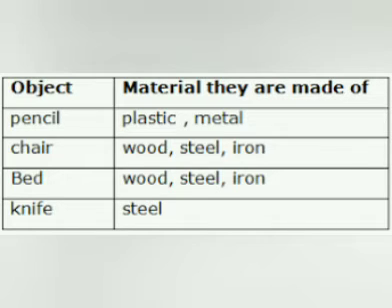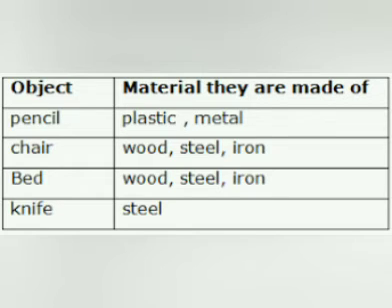Like we have pencil which may be made up of plastic or metal. We have chairs which may be made of wood, steel, iron. We have mat which is made up of wood, steel or iron. We have knife which is made up of steel. So there are a number of things that different objects can be made up of.